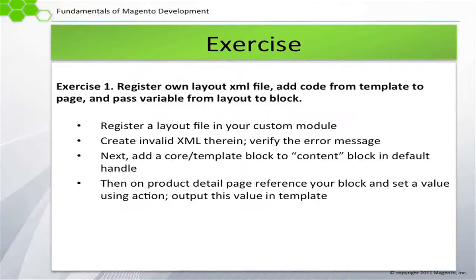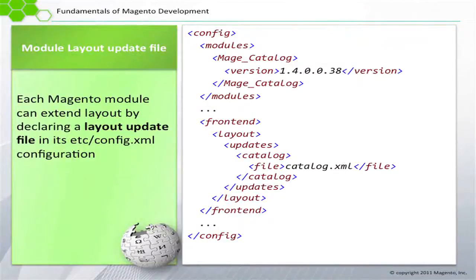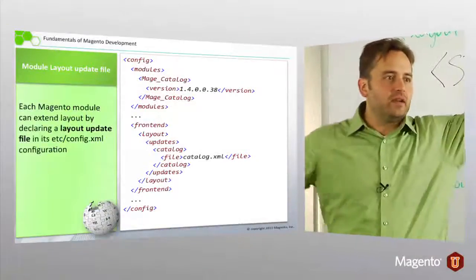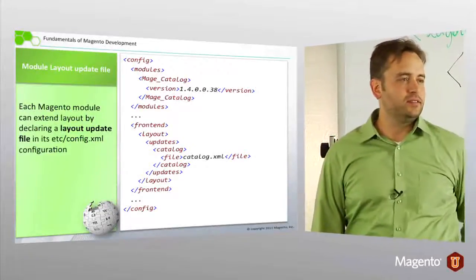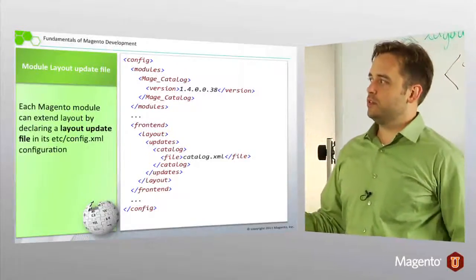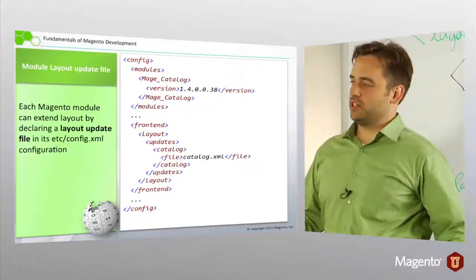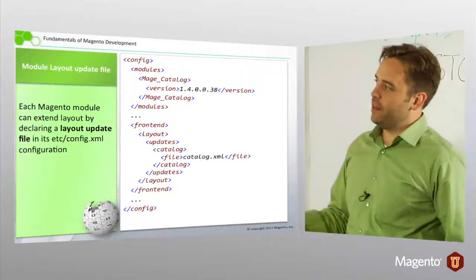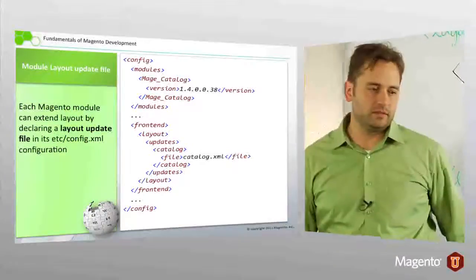Way back here. Do this in your config file. That's what that means: register. We have to tell the system, hey, I have a layout file, and this is how we do it. So in your config file, in your front end node, make a layout node. Inside layout, make updates. And then configure a layout file.